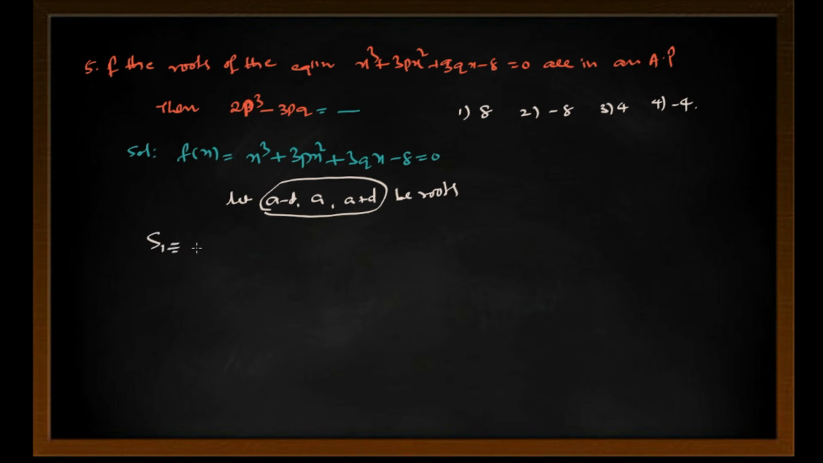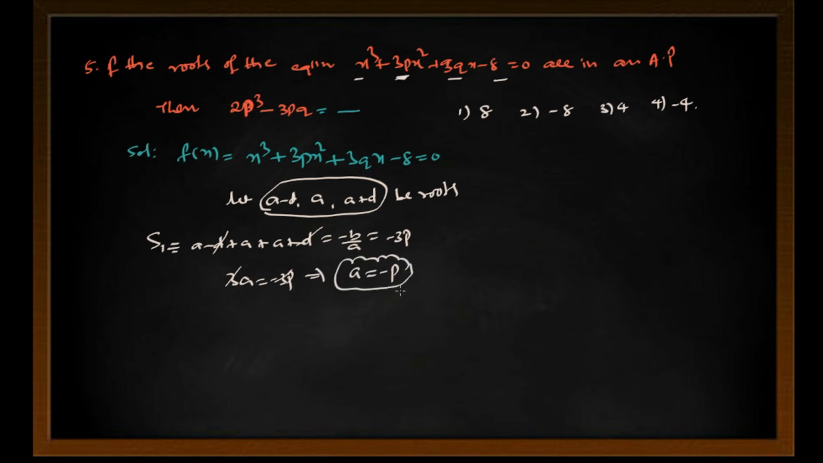S1 means sum of the roots, that is a minus d plus a plus a plus d. So always plus d minus d get cancelled. Formula is minus b by a, that is a b c d. So minus b means minus 3p. So 3a equals minus 3p. Therefore, what about a? A equals minus p. A means our one of the roots. Value of x is minus p.